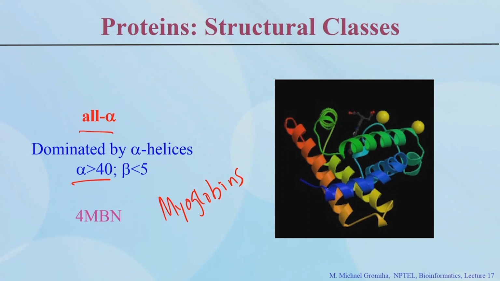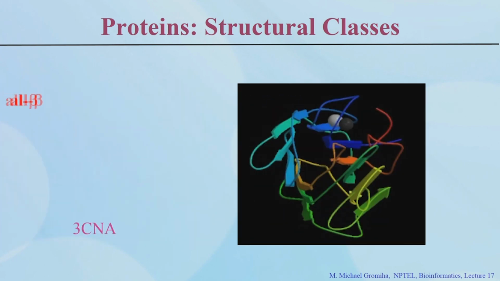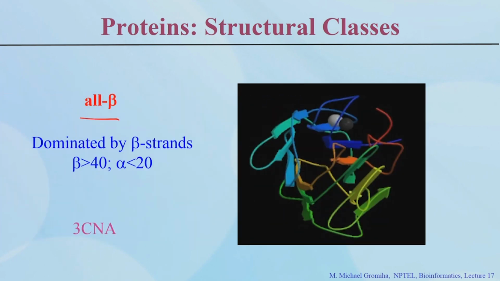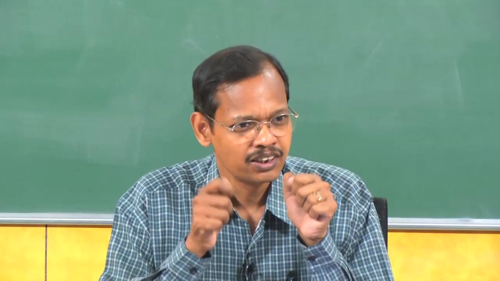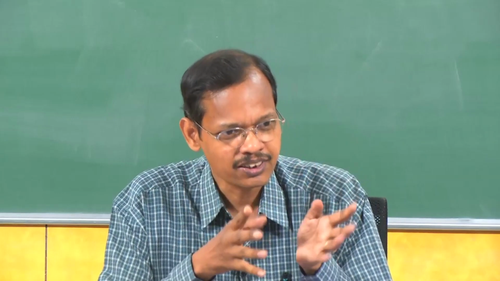Then the second class: likewise to all alpha, some proteins have more beta strands. Predominantly you can see the occurrence of beta strands, and these types of proteins are called all beta proteins. You can see the dominance of beta strands in the structures, for example, more than 40% beta strands and fewer alpha helices. This is an example, concanavalin A, which contains several beta strands. So, one class contains mainly alpha helices and the second class contains mainly beta strands. Now, the next possibility is that the proteins contain both helices and strands.